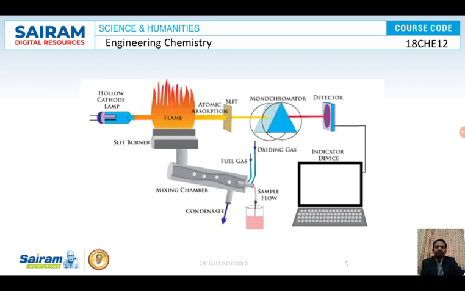So this is the atomic absorption spectroscopy setup. This is the hollow cathode lamp, where light is produced. This is the flame. Here the sample is introduced, it is mixed over here, and it is sprayed over here. This is the slit or a grating. Here is the monochromator, and this is the detector. From here it is connected to the indicator device, and the reading will be displayed over here.